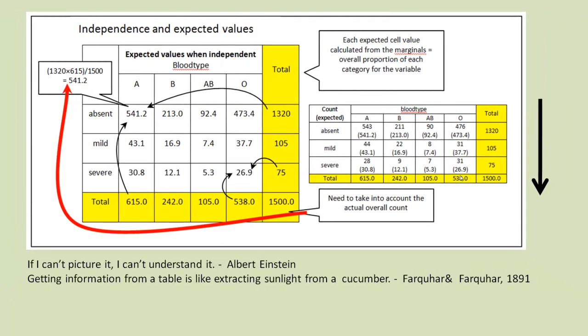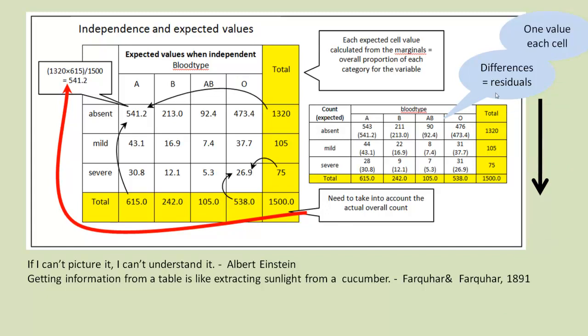The trouble is with these tables and all these numbers, I find it very difficult to understand what's going on. And I just like to quote these two sayings: if I can't picture it, I can't understand it, Albert Einstein. And getting information from a table is like extracting sunlight from a cucumber. So as I say, we've got these residual differences here, and we're back to the same situation we were before.